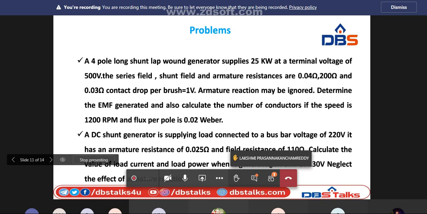After finding the Ia, we already have Ish as 2 amperes. Therefore IL is equal to Ia minus Ish. After finding the IL value, the power developed P is equal to V into IL. So like that you have to easily determine the values.